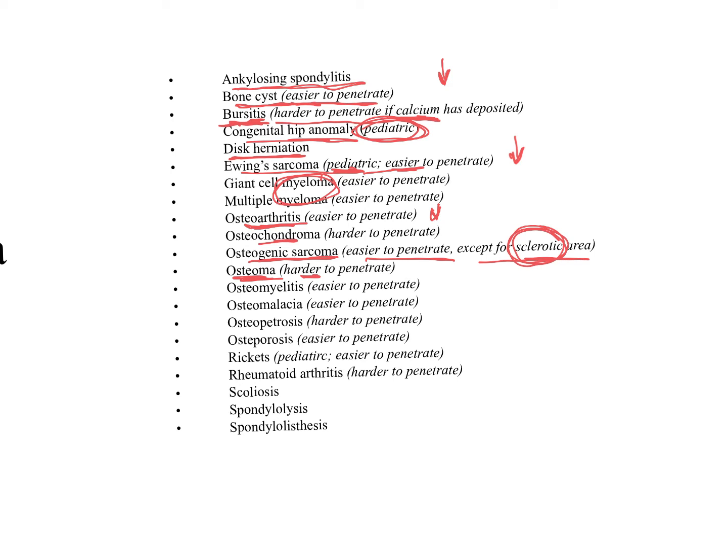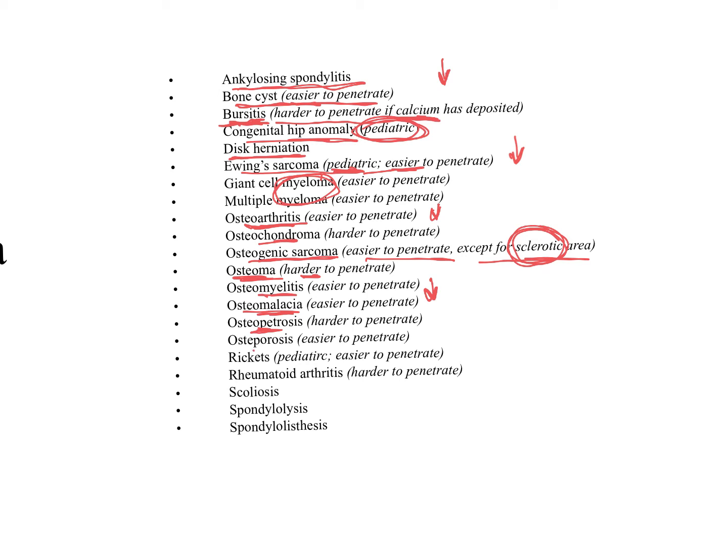Osteomyelitis is an inflammation of bone marrow due to infection. Osteomalacia is going to be an abnormal softening of the bone. So these both would be decrease in technique. Osteopetrosis, not to be confused with osteoporosis. The petrosis here means a kind of sclerotic bone, so again, a hardening of the bone. And that shows up real bright white.